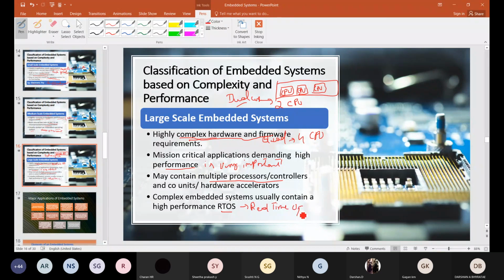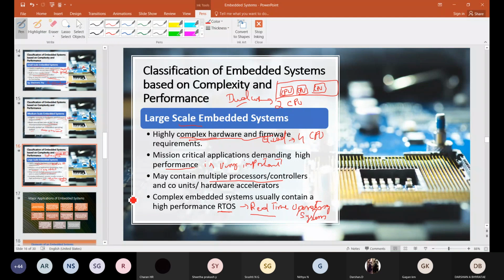RTOS. Whatever the operating system I'm going to use, that operating system's name is real-time operating system. In our laptop, Windows or Linux, Mac OS, or in a mobile phone, Android, all these are OS only. Similarly, in the embedded system, if I use an OS, the name of the OS we call as an RTOS. RTOS is nothing but real-time operating system we are going to use in this category of the embedded system. That is what we call a large-scale embedded system.